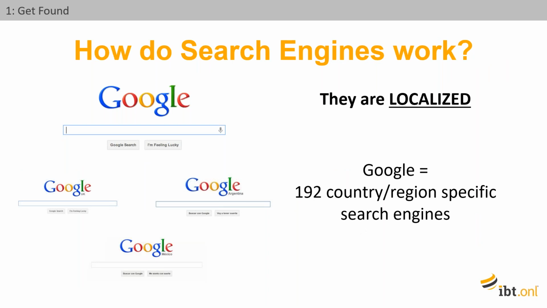So when you think of Google as the main search engine across the world, and certainly in the United States with about 70% market share, think of it not as one Google, but like 192 different Googles. Search engines don't really care about your website or your wishes. They care about the person searching, the company searching. They categorize and prioritize websites according to the user.